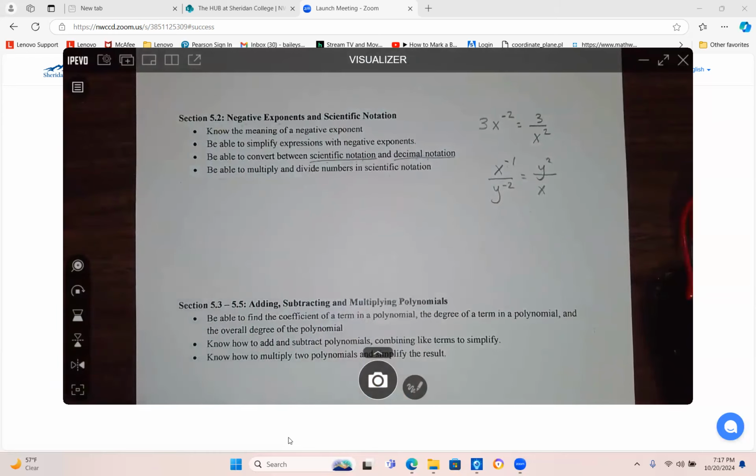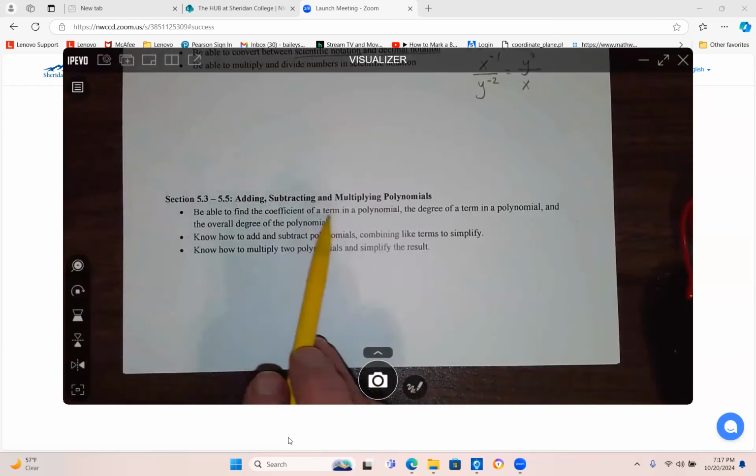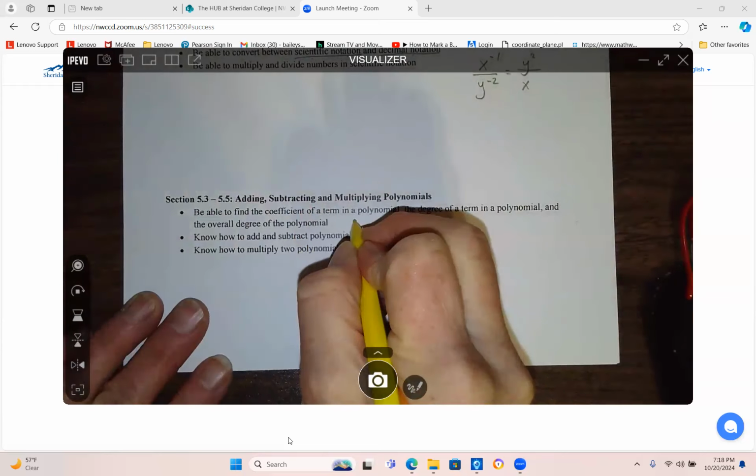Let's look at 5.3. In 5.3, be able to find the coefficient of a term in a polynomial, the degree of the term of a polynomial, and the overall degree of the polynomial. Well, let's look at a quick example.